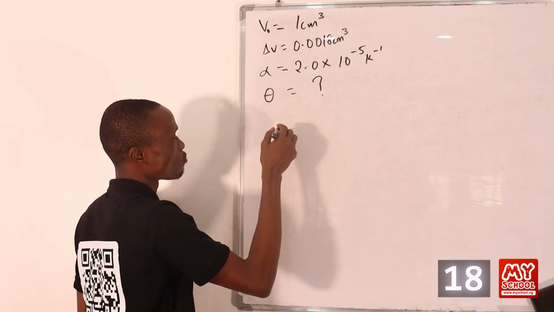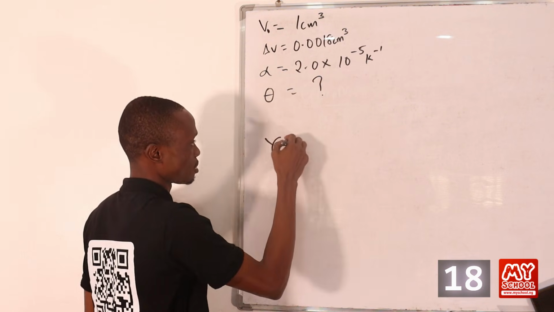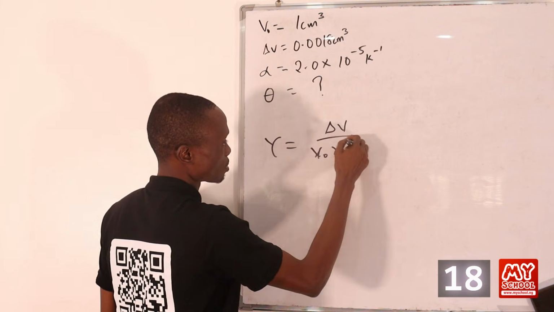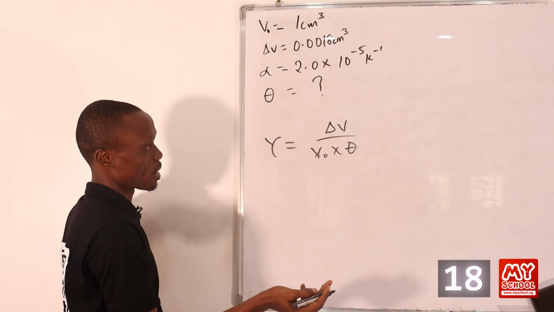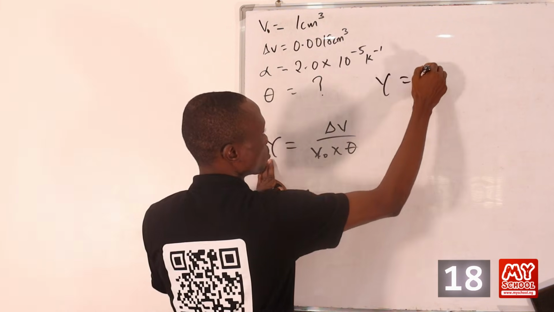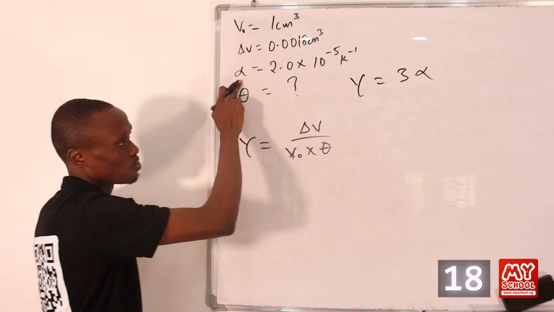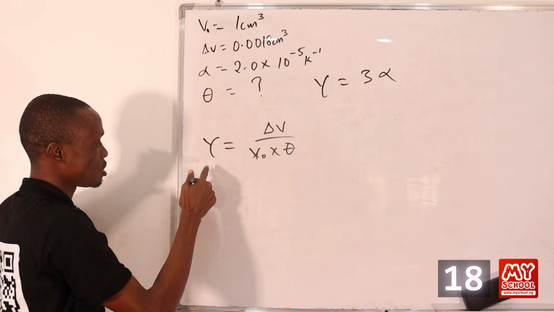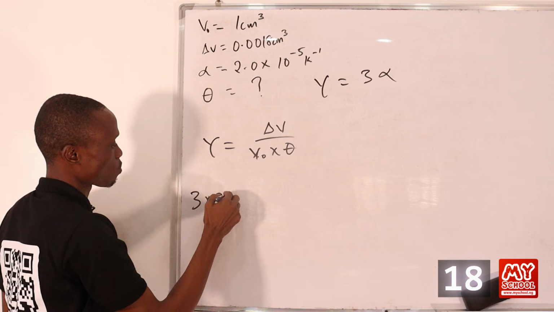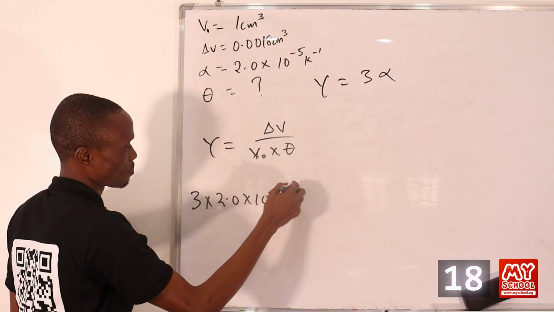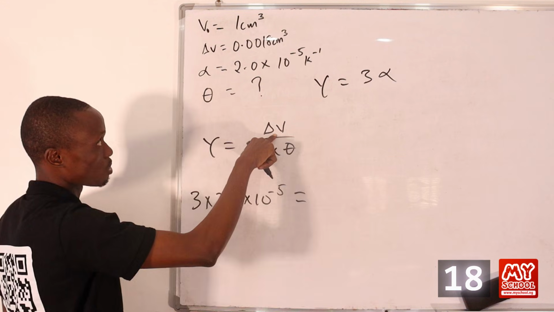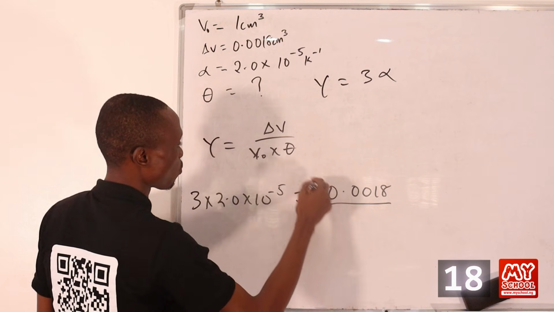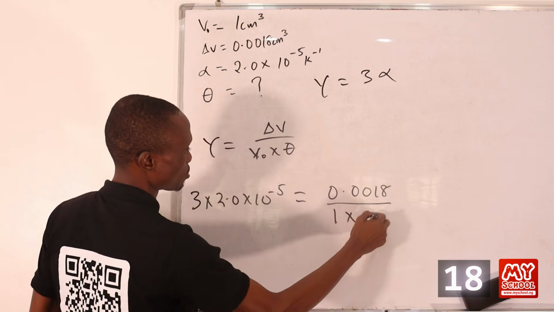So now remember that volume expansivity gamma is equal to the change in volume all over the original volume times the change in temperature, right? But remember that gamma is equal to 3 times linear expansivity. So in this question, we are given linear expansivity. So in place of gamma, we replace it with 3 times linear expansivity. So here we'll have 3 times 2.0 times 10 raised to the power minus 5. And this will be equal to the change in volume, which has been given to us as 0.0018, all over the original volume, which is 1, then times theta, right?